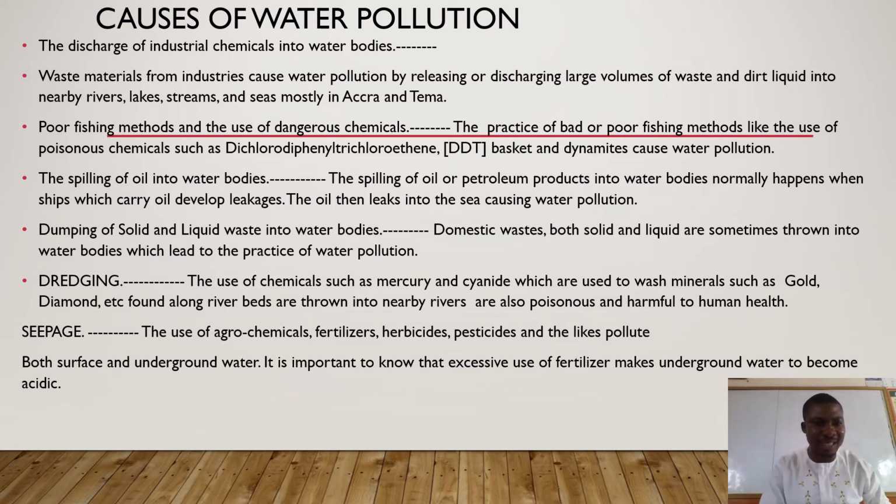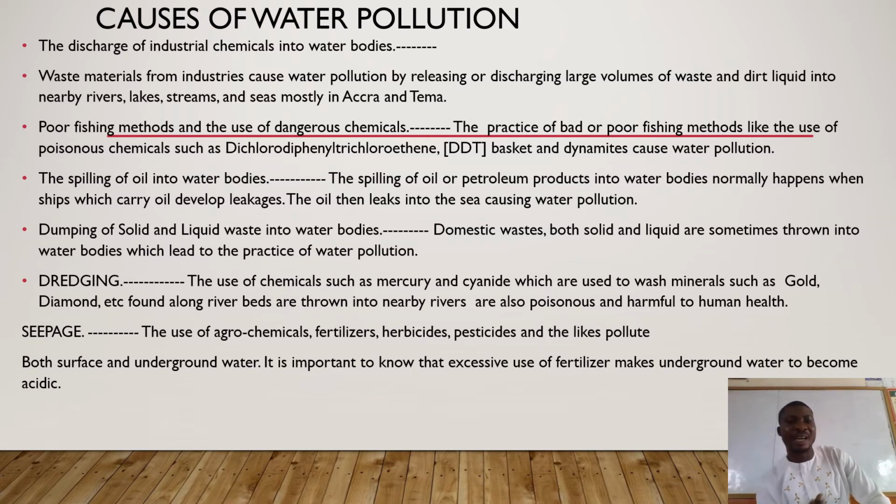They pass through the sea, and we are saying that when there is a leakage from the ship, tanker or container, there will be a leakage. And when these ships which carry oil develop leakages, there will be water pollution, because as the ship is coming along, the oil is spilling into the river, which is not good for our health. And the oil then leaks into the sea, causing water pollution.